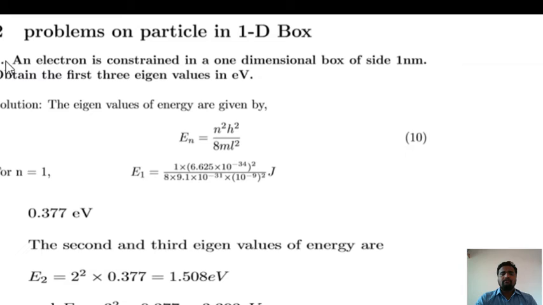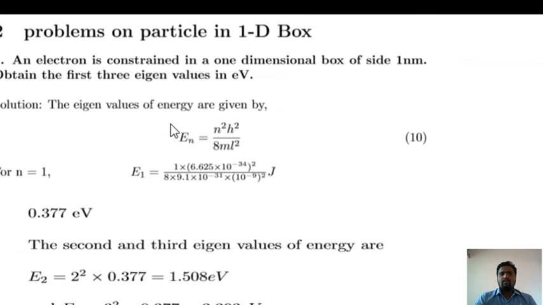First problem: an electron is constrained in a one-dimensional box of side 1 nanometer. Obtain the first three eigenvalues in electron volts. So this is our problem. The length of the box is given, that is L equal to 1 nanometer. We have to find out the first three eigenvalues in electron volts.